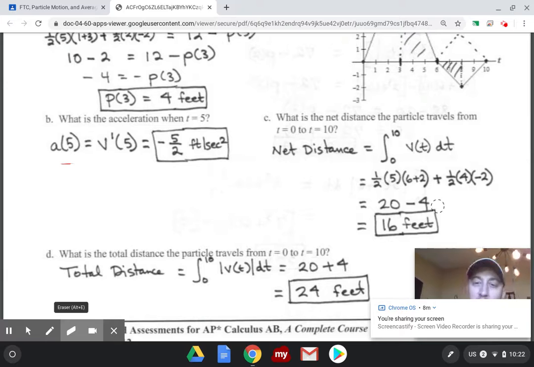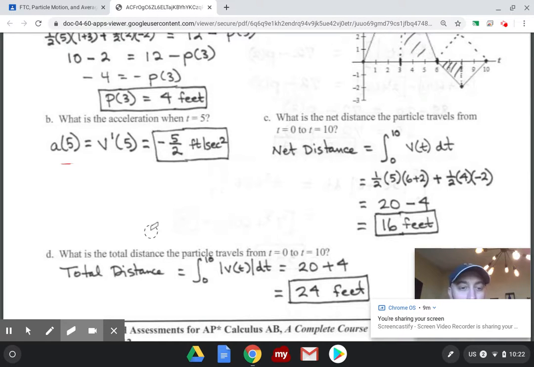C, what is the net distance? The particle travels from 0 to 10. So the net distance would be the integral from 0 to 10 of v of t dt. The only way we can evaluate that is finding the area underneath the curve from 0 to 10, which is 16. When you go through and find the area of all of those shapes and then add them together.